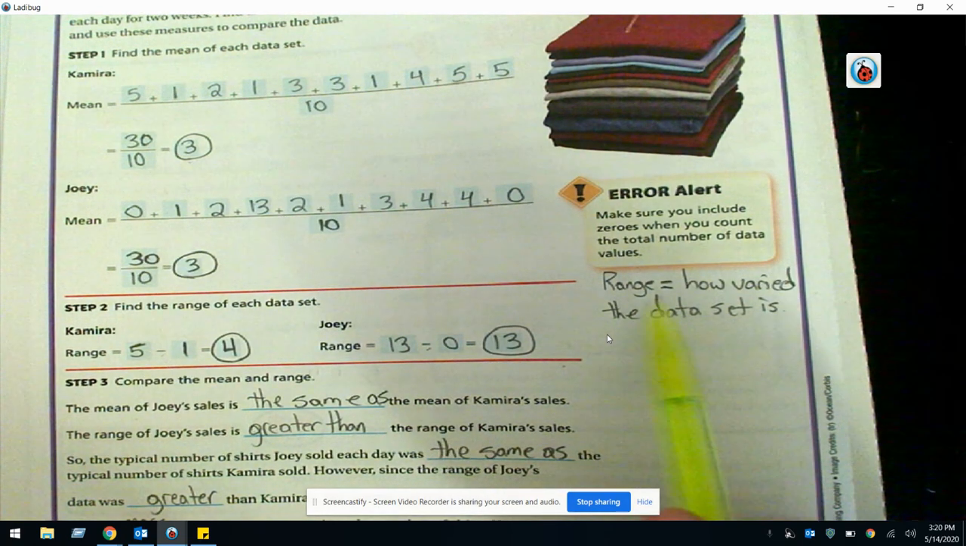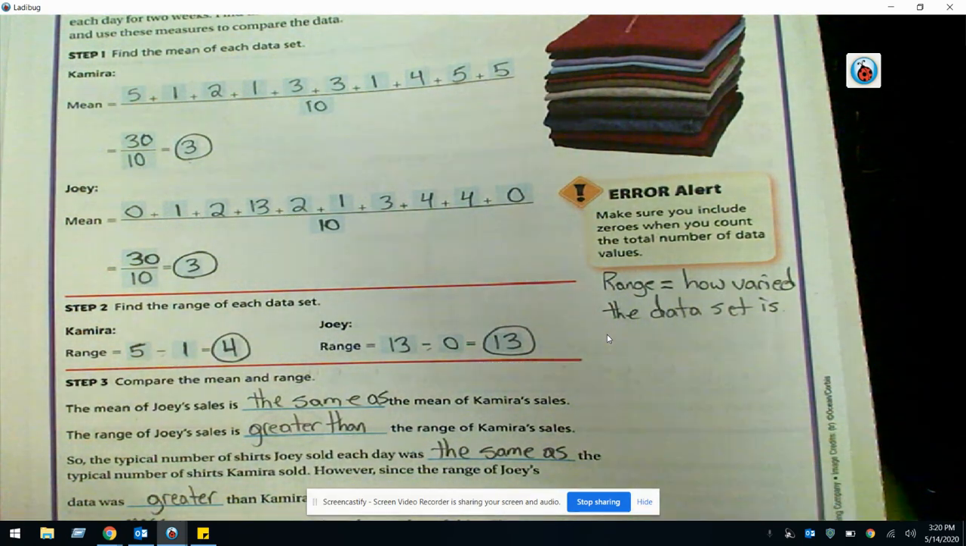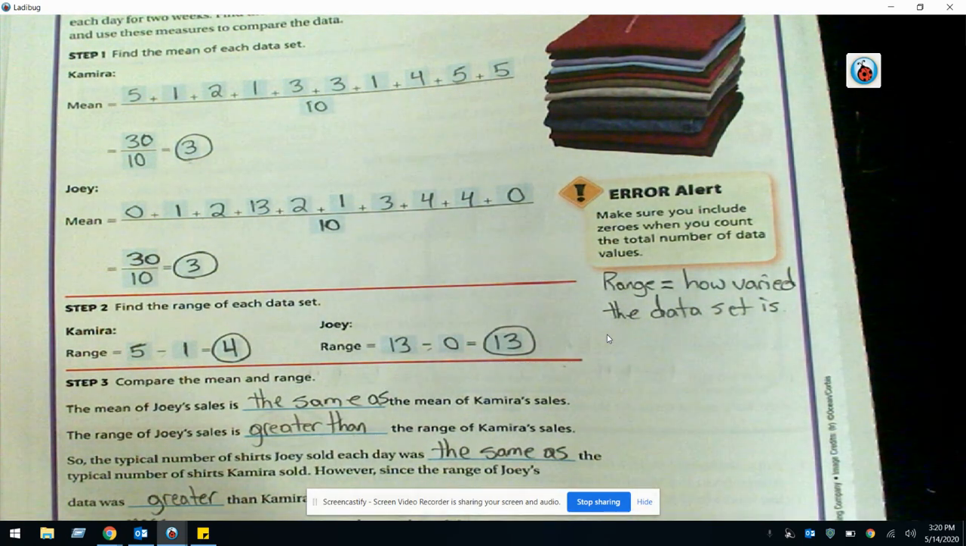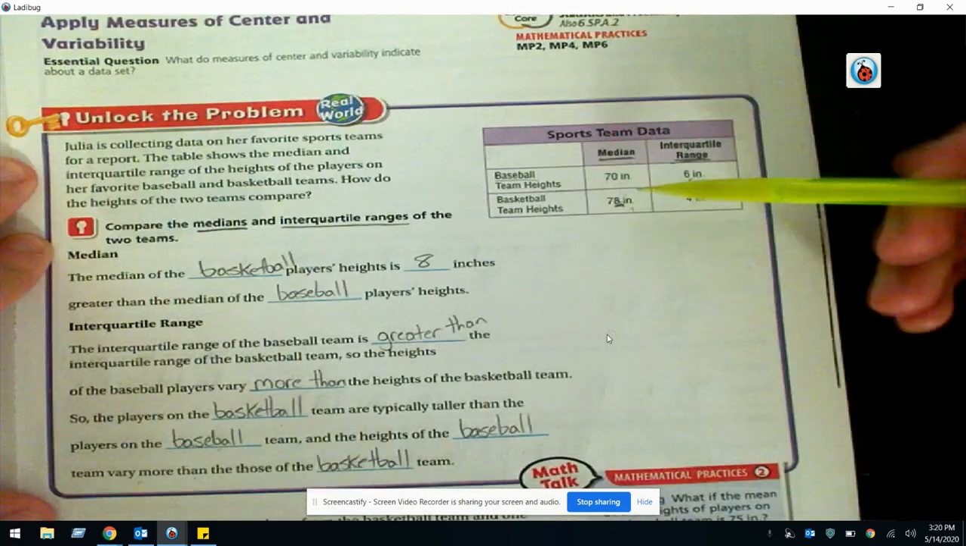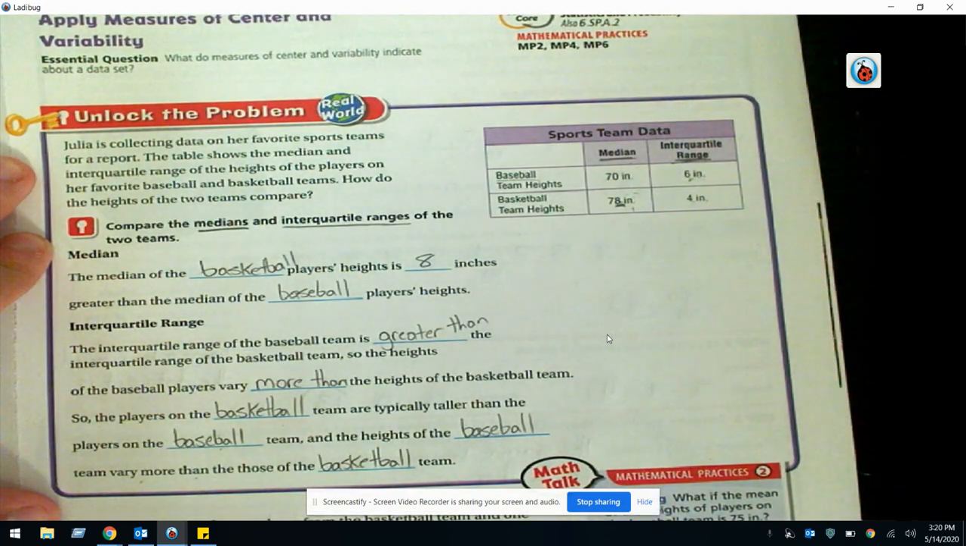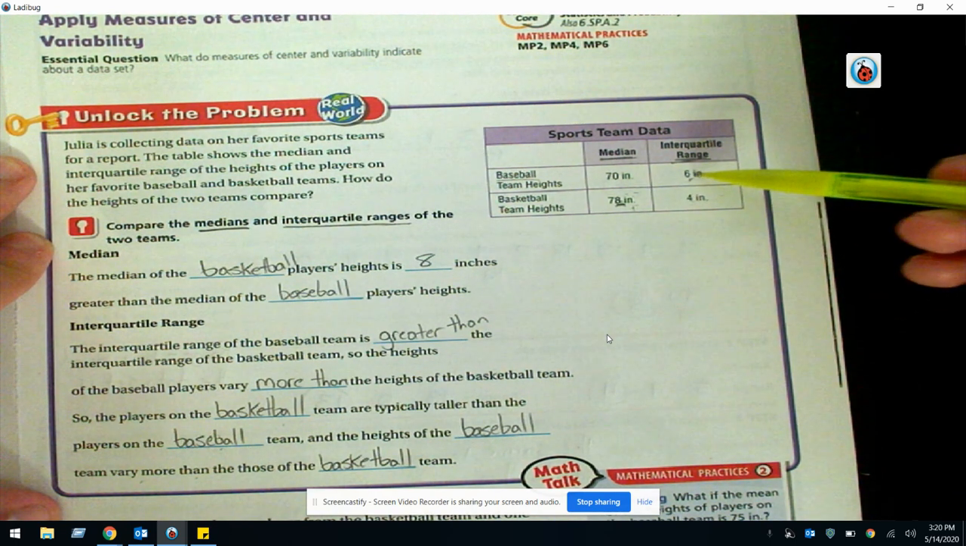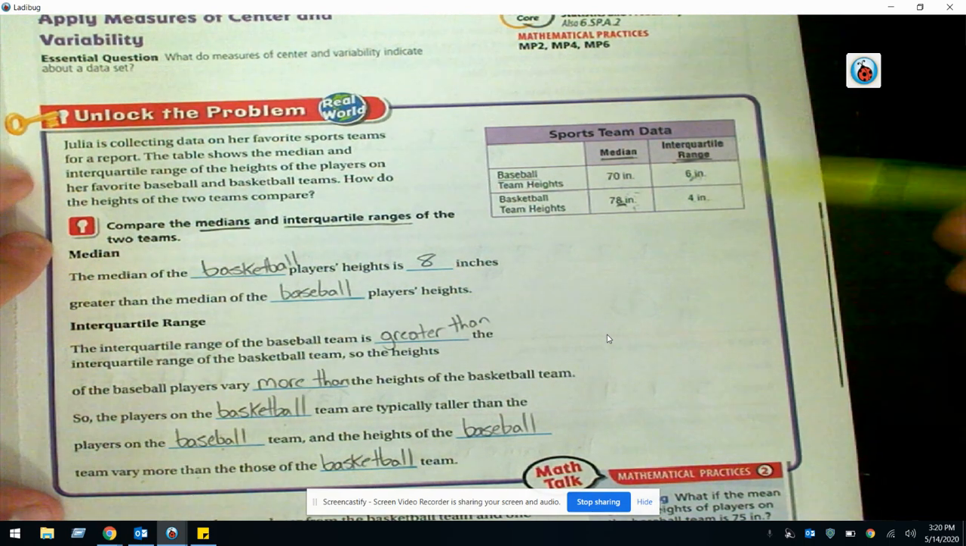Okay, but just recalling, when you have to identify what the range is, how varied the data set is, remember, it's a wide variety. The mean is showing how much they're selling together. Same thing with the interquartile range up front. Okay, but the basketball and baseball. The median height says that the basketball team's heights are greater, but that does not mean every basketball player is taller. Baseball team's heights vary more because the 6 inches is higher than the 4 inches.